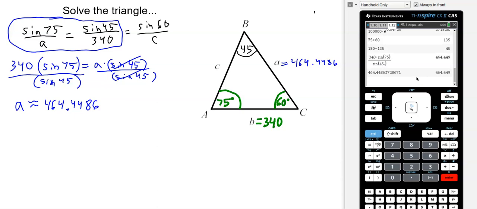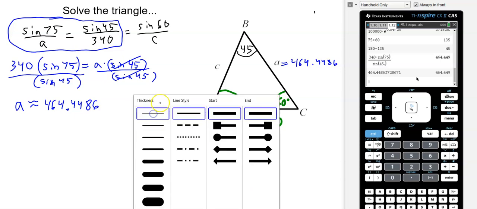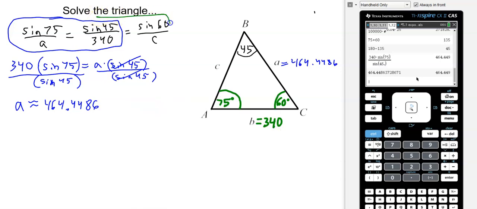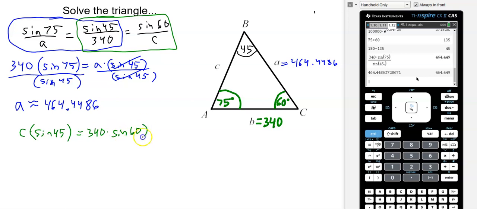Okay, so now we're going to take the other proportions. I would probably choose these two proportions. We're just going to solve that by cross multiplying. So it's going to be C times sine of 45 equals 340 times sine of 60. One step to solve, you want to divide by sine of 45. That nicely cancels. You get C equals, and this becomes a calculator problem at this point.